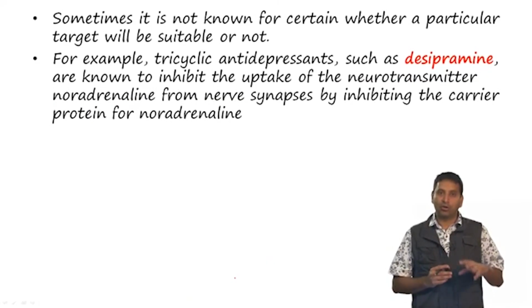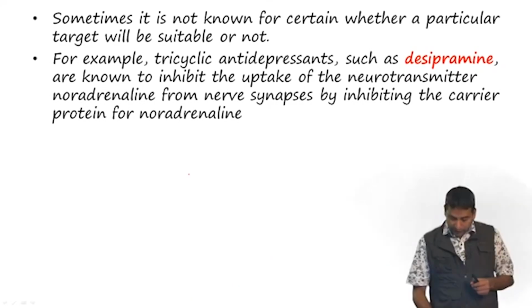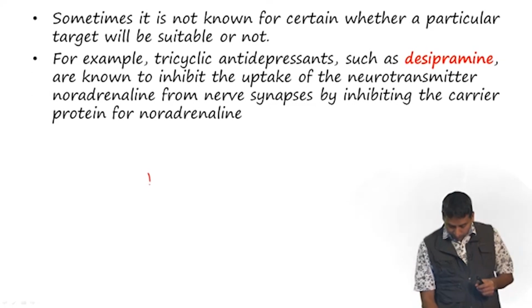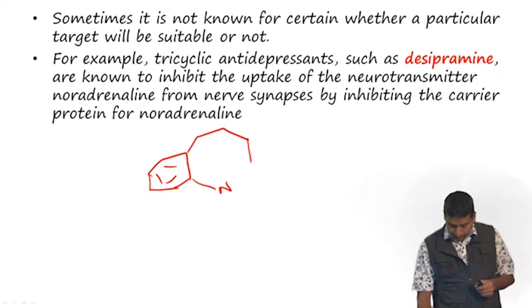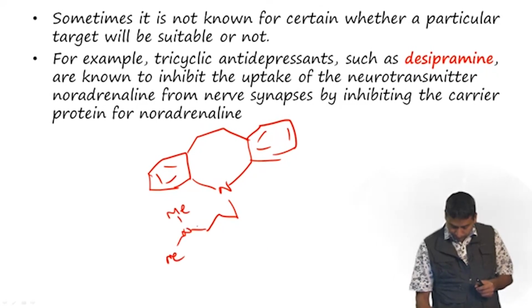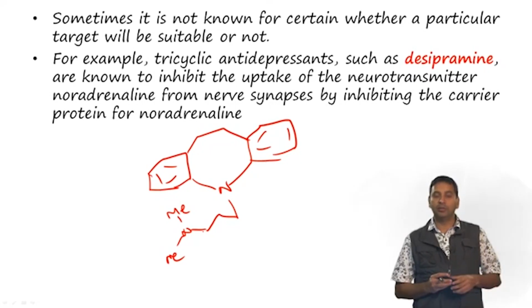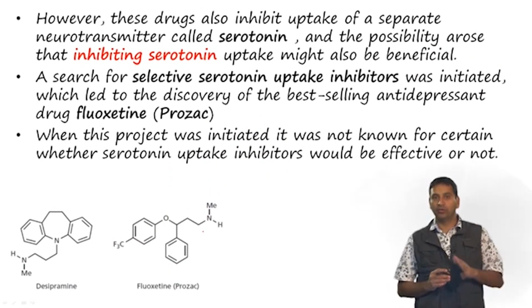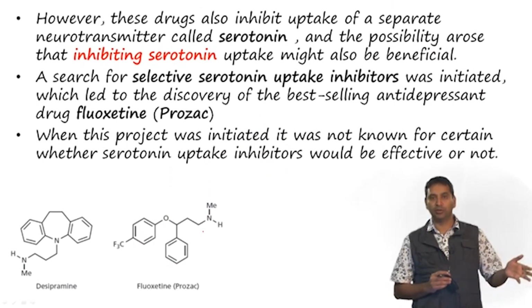Sometimes it is not known whether a particular target will be suitable or not. So, for example, the antidepressant compound desipramine, whose structure is shown here, as shown here, is known to inhibit the uptake of the neurotransmitter noradrenaline from nerve synapses by inhibiting the carrier protein for noradrenaline. Okay. However, these drugs also inhibit the uptake of a separate neurotransmitter known as serotonin.